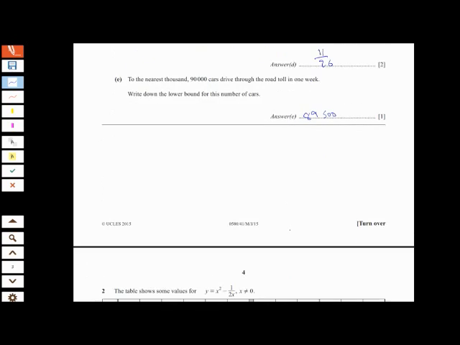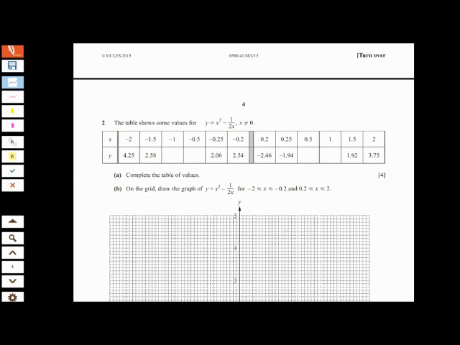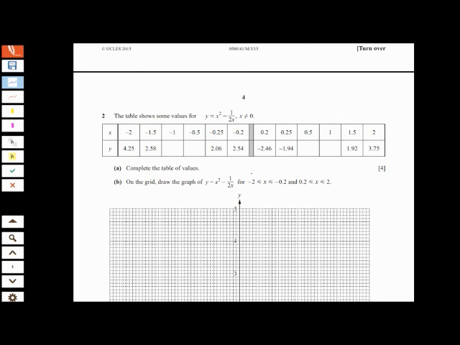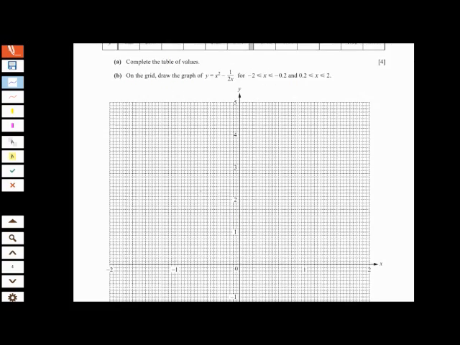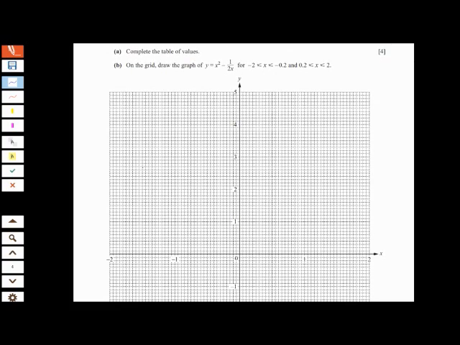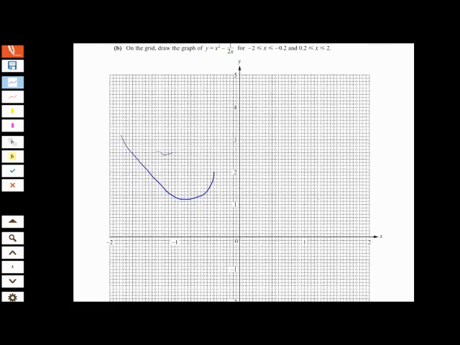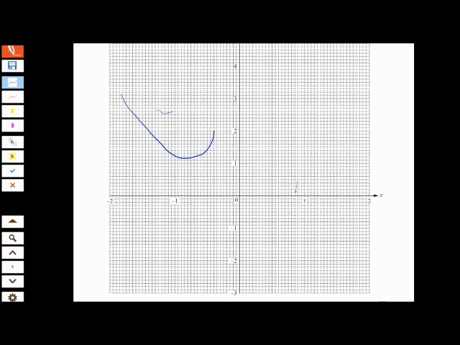Alright, for this one, all you have to do is substitute the values of x in this equation and find y. I'm not going to do that. And so basically the graph is going to look something like this. And from here, something like this. Yeah, that's what the graph will look like in the end.